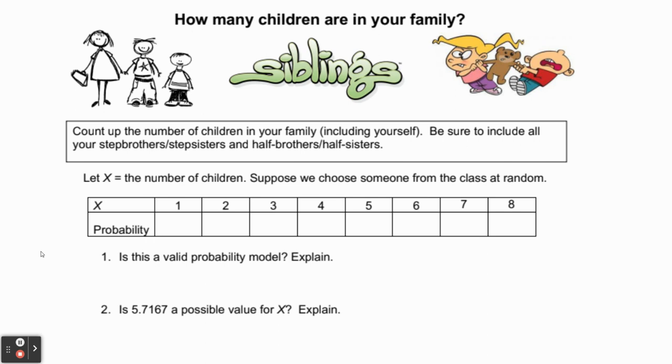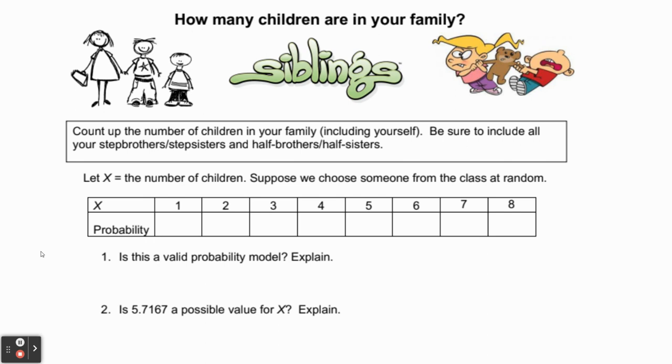Okay. All right, so hopefully you have the table filled in, and then answered the first couple of questions. Is this a valid probability model? The answer is yes. All the probabilities should be between 0 and 1, and when you add them all up, they should add up to 1 whole. 26 out of 26, or 25 out of 25, 27 out of 27, 24 out of 24, depending on the hour, the number of students that we have in the classroom.